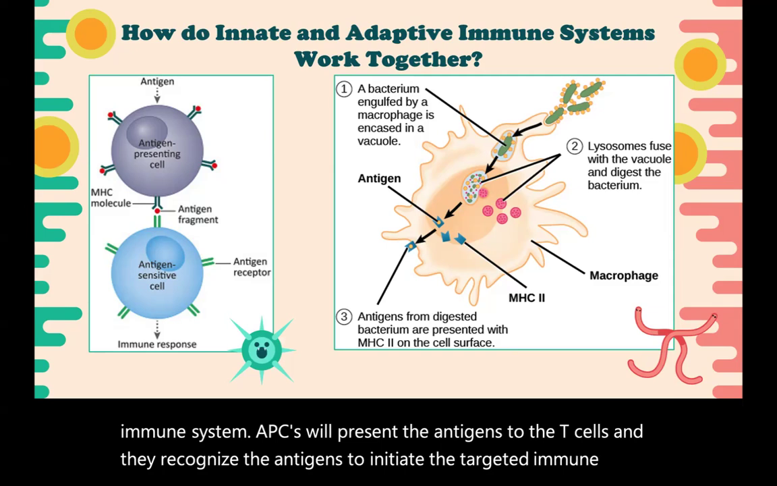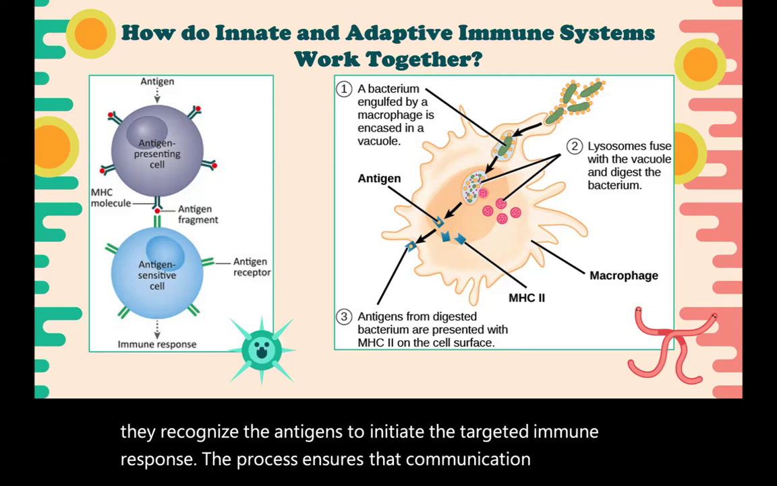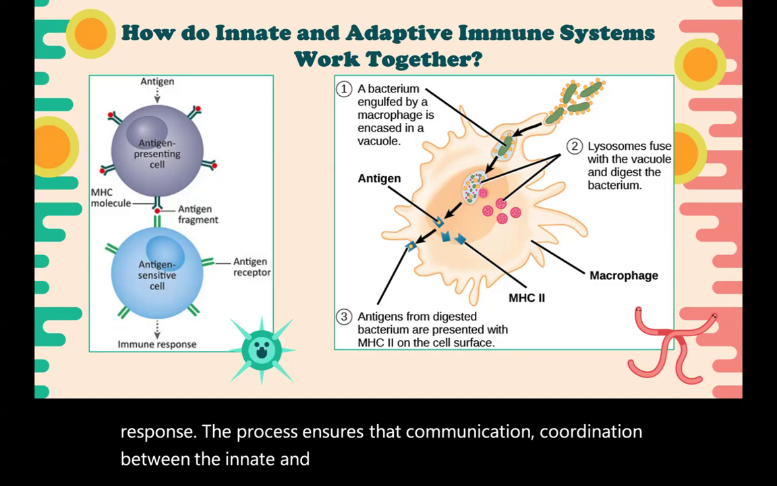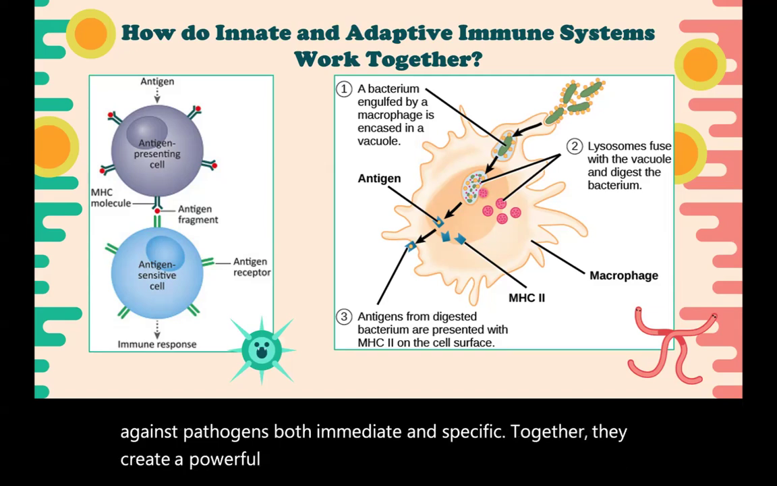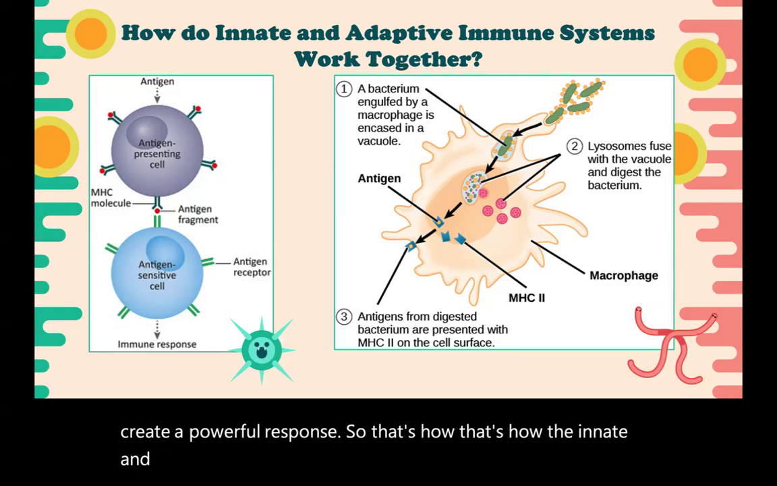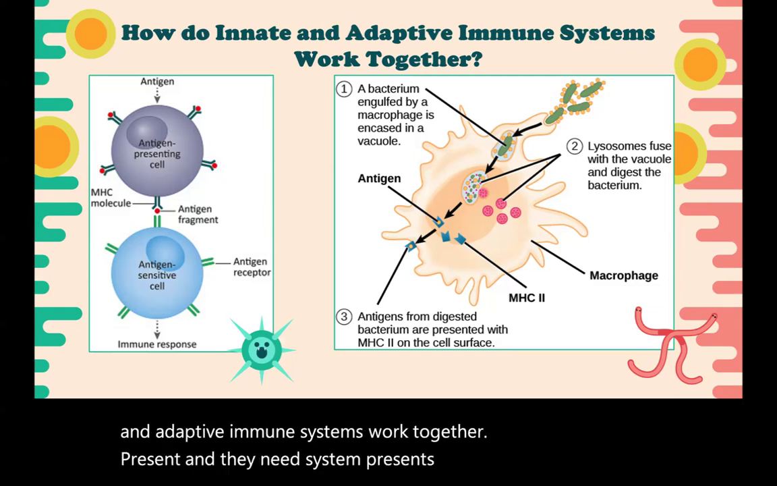The process ensures communication and coordination between the innate and the adaptive immunity. This makes defense against pathogens both immediate and specific. Together, they create a powerful response. So that's how the innate and adaptive immune systems work together: the innate system presents its antigens to the adaptive.